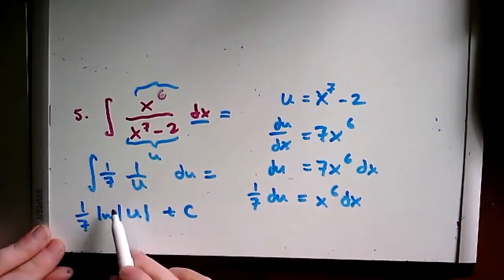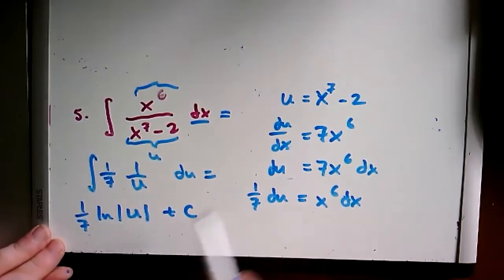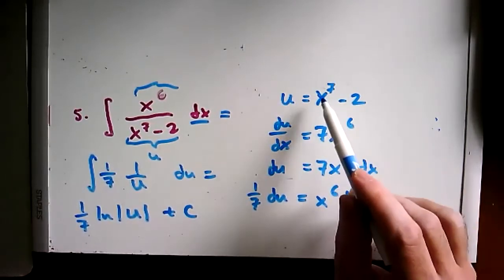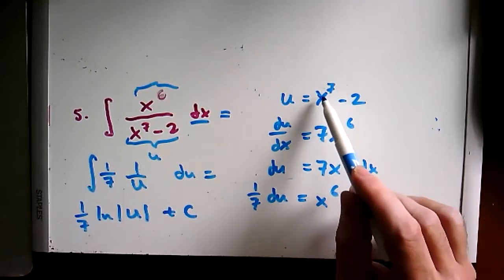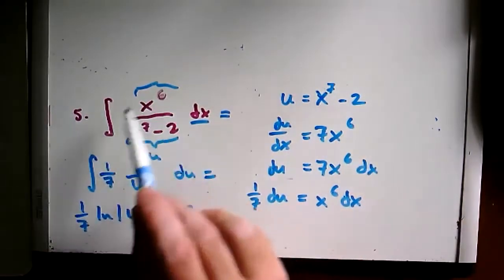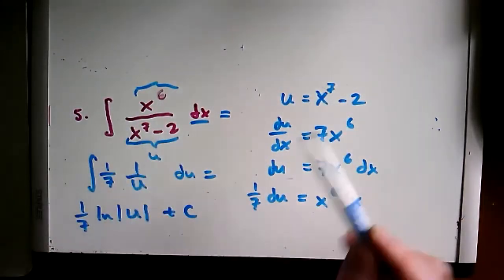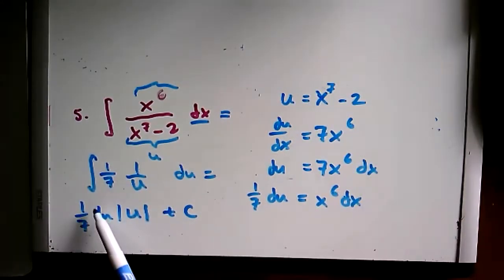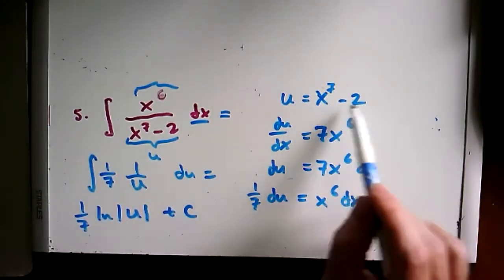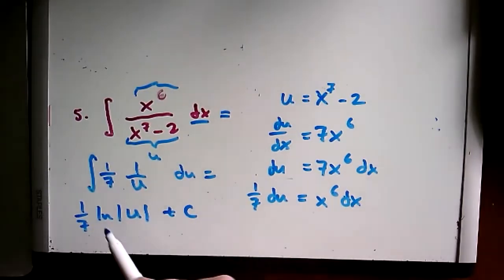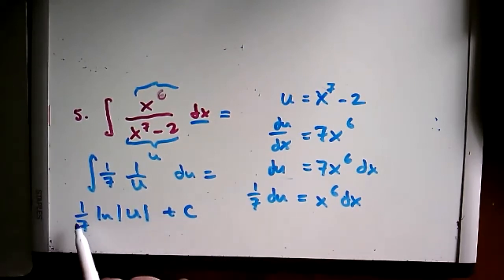Okay, now the reason that I'm doing the absolute value bars here, let's remember what u is. u is x to the 7th minus 2. And depending on what value we plug in for x, for example, if we let x equal 1, which is totally valid for the original problem, it's a function for which x equals 1 is within the domain, we get a problem here because 1 to the 7th minus 2 is a negative number. We can't take the natural log of a negative number. And so that's why we put the absolute value bars on here, to make sure we don't violate the domain of the natural log function. Okay, so hopefully this makes sense.